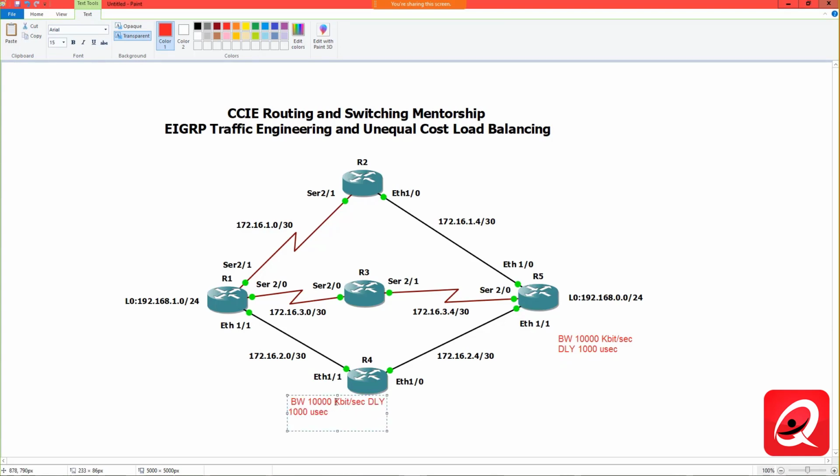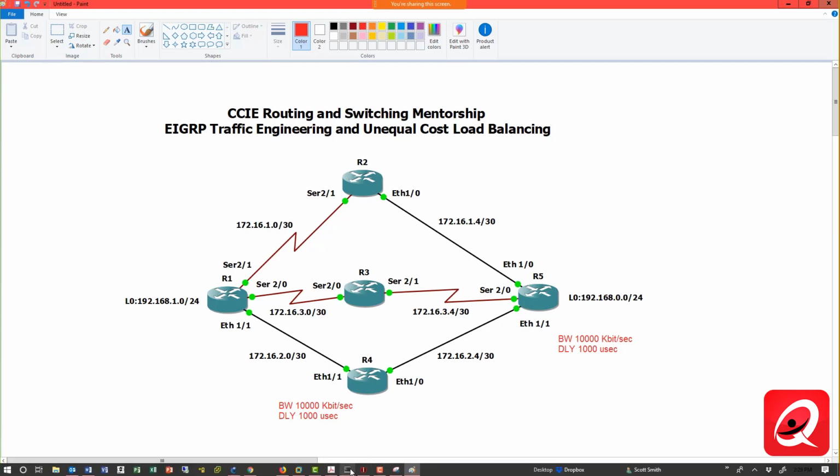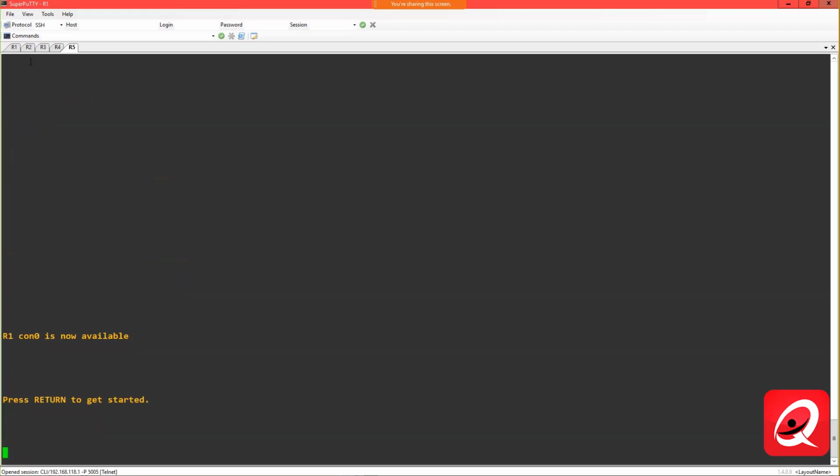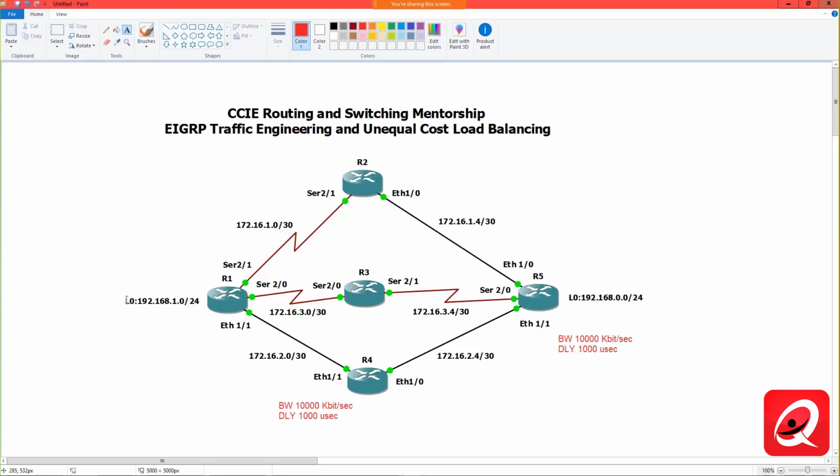And then as I stated before, on the loopback interface I did change the delay, but I did not change the bandwidth. So let's go to router 1 and grab that information. All right. Show interface loopback 0, pipe include bandwidth, and these are the values that are set. Now I did modify the delay. Normally it would be 5,000 microseconds, but I changed it to 500 microseconds.